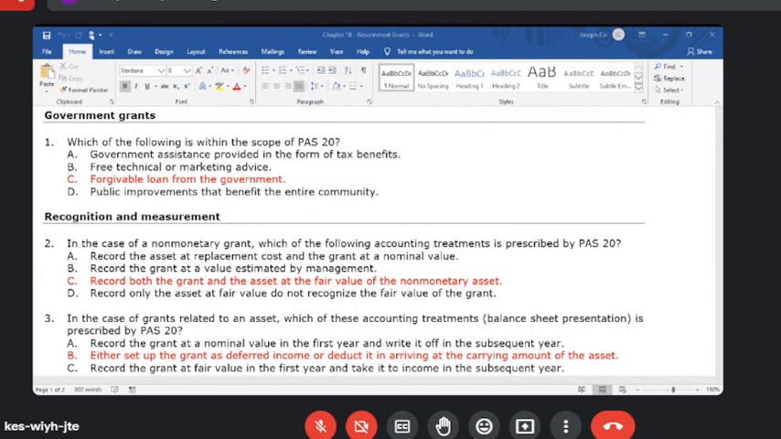Okay, game. Number 1. Which of the following is within the scope of PAS 20? Government assistance in the form of technical advice and public improvement for the benefit of the entire community is not a government grant under PAS 20, because it is for everyone. This government grant standard is stingy, because if the benefit is for everyone, it is not covered by PAS 20. The benefit should only go to the entity itself. That's why PAS 20 is stingy. That's the application: if the benefit is for everyone, the standard is not applicable.